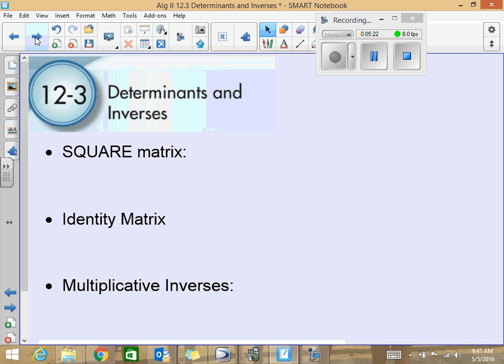Okay, but we can do it. Can you do it? Yes, you can. Okay, so just a little vocabulary. A square matrix is really all we're going to be dealing with today. A square matrix is a matrix with the same number of rows as columns. So just what you think of as a square.